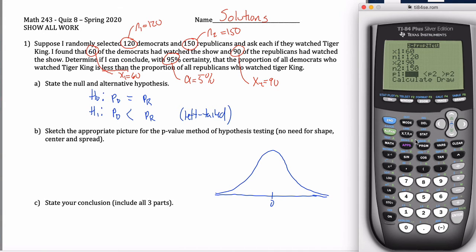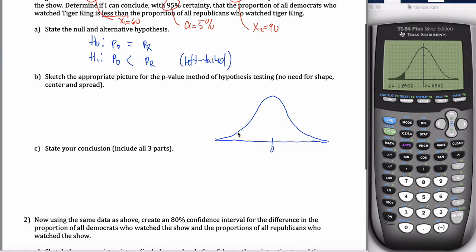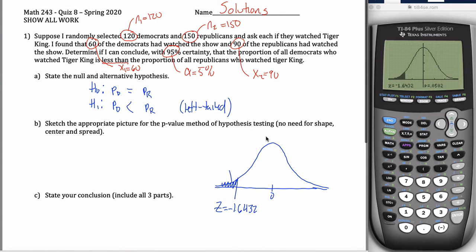And then it'll ask me what my claim is. Well, since my ones are my Democrats, my claim is that Democrats is less than Republicans, so 1 is less than 2. And then you can either calculate or draw. I like to draw. So what it's going to do is shade over to the left here. It's going to give me a z-score. For my test statistic, z equals negative 1.6432. And then a p-value, barely over 5%. Wow, I made that really close. Fine. P-value equals 5.02%. Ever so slightly larger than alpha.